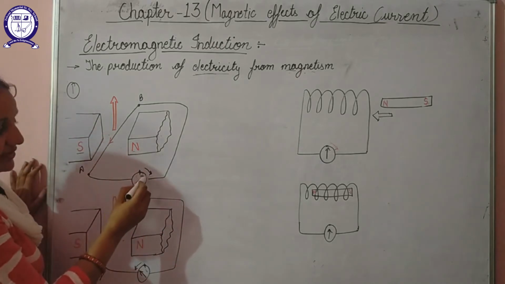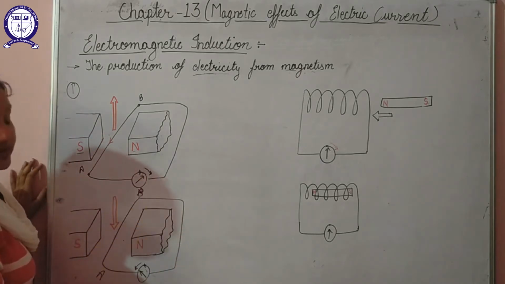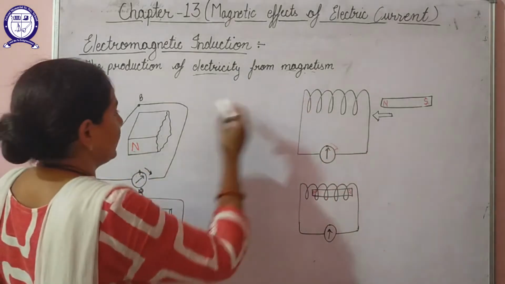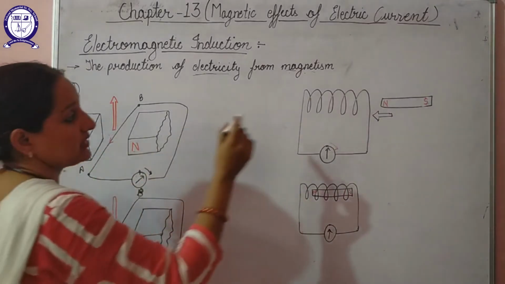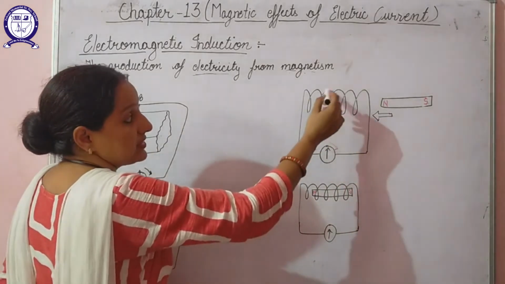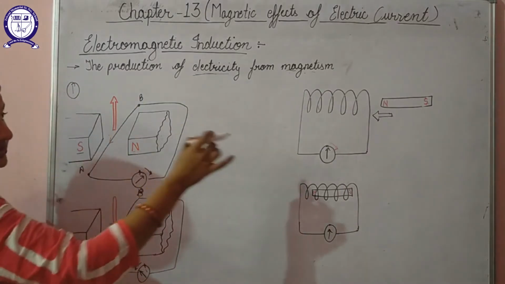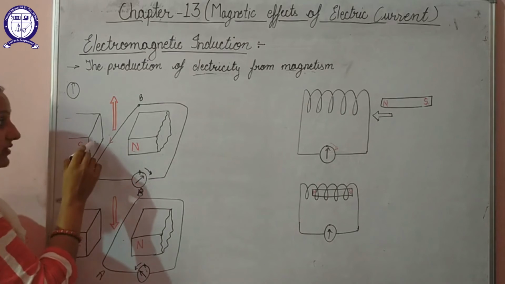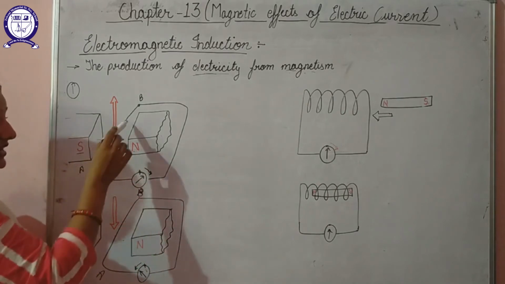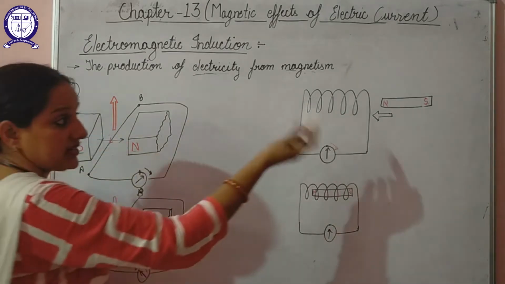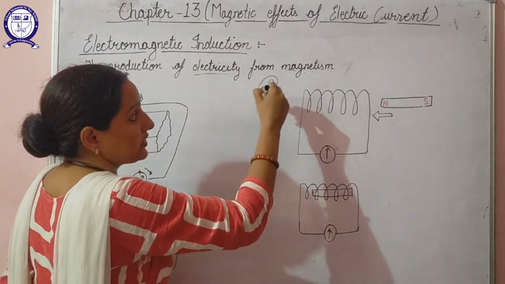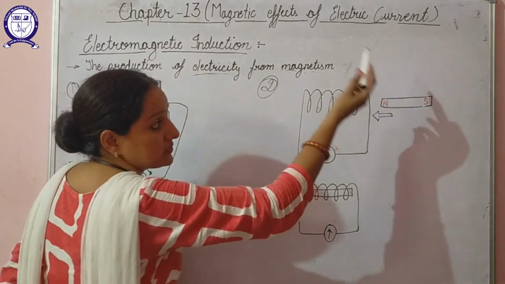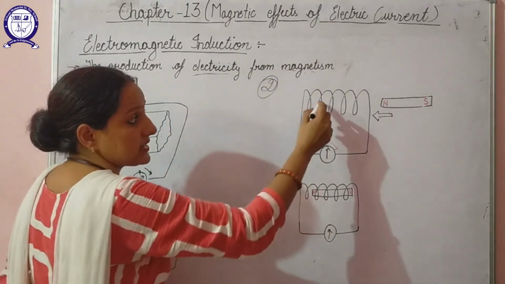The direction here was towards the right side and here it was towards the left hand side. Now next, here we have used a straight conductor, but if we take a circular coil, a solenoid or a coil. Here, what we have done is keep the magnetic field constant and move the conductor. But in the second process, we will keep our conductor fixed at a place and then move the magnet inside this coil.